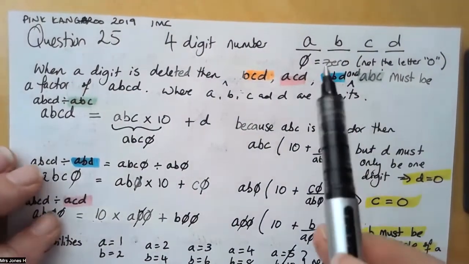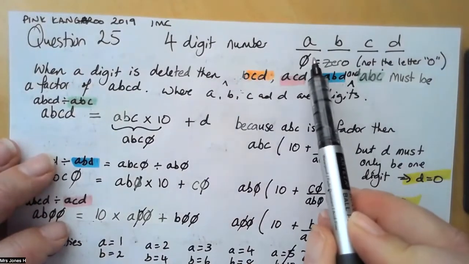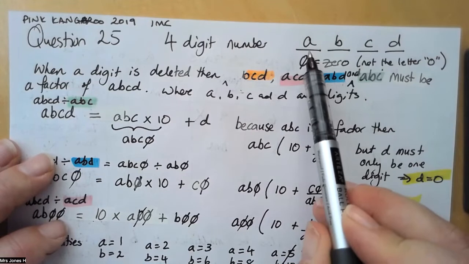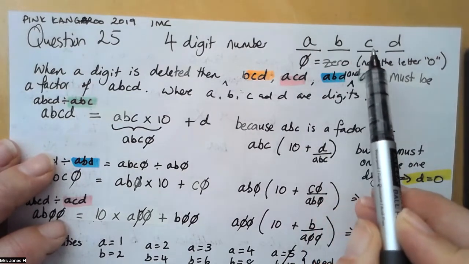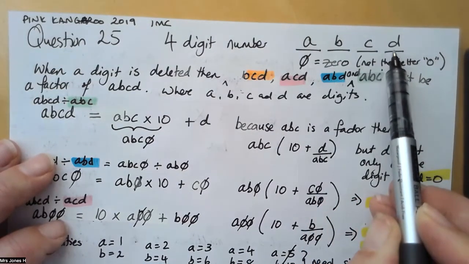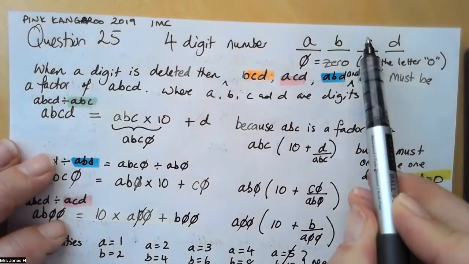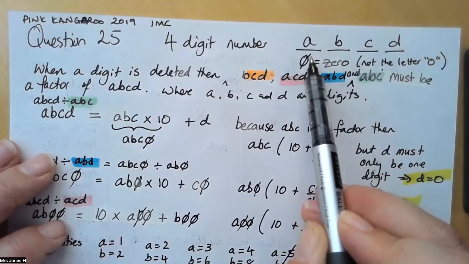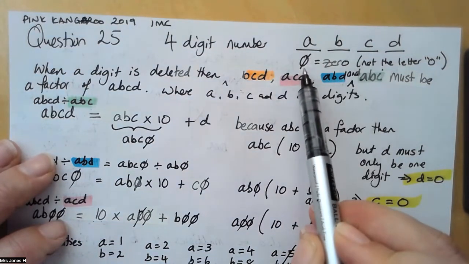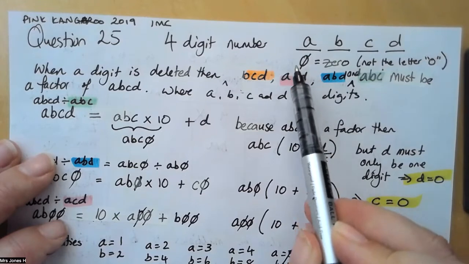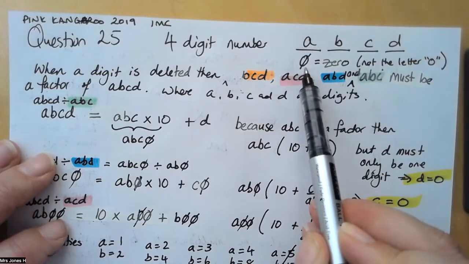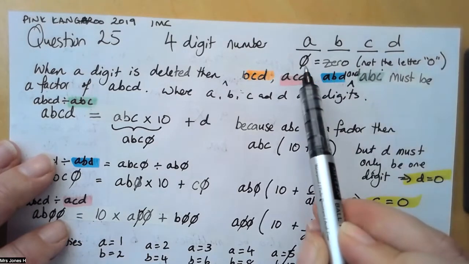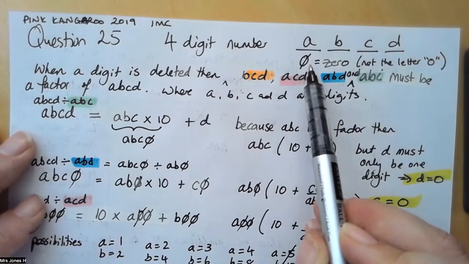Okay, so I called the 4-digit number A, B, C, D. Now, this is not typically how we use letters. A is 1 digit, B is 1 digit, C is 1 digit, and D is 1 digit. D is in the ones column, C is in the tens column, B is in the hundreds column, A is in the thousands column. Now, I'm going to use the old-fashioned way of having a 0 on a keyboard, and that is not the letter O. We are just looking at a 0.